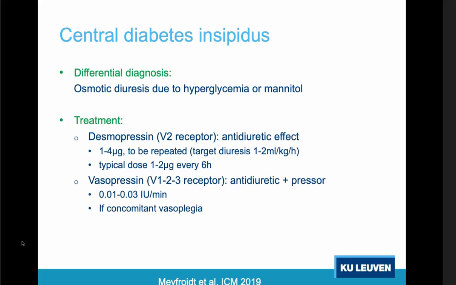Vasopressin is the agent of choice when there's concomitant vasoplegia. It not only acts on the V2, but also on the V1 and V3 receptor, and also has pressor effects. So therefore, it is the agent of choice when diabetes insipidus is accompanied by vasoplegia. Obviously, apart from hormone replacement, also fluid resuscitation is crucial to restore the volume status. And when the patient is severely hypernatremic, as just told, we want to prevent severe hypernatremia, but once hypernatremia has occurred, one could temporarily give hypotonic fluids to the patient.